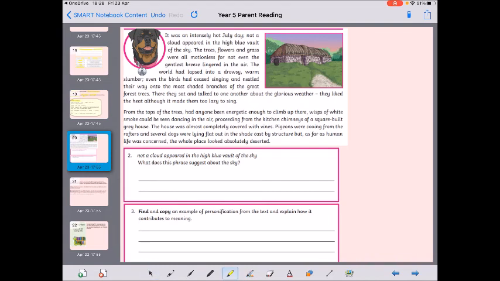Some example questions. Not a cloud appeared in the high blue vault of the sky. What does this phrase suggest about the sky? Or, find and copy an example of personification from the text and explain how it contributes to meaning.